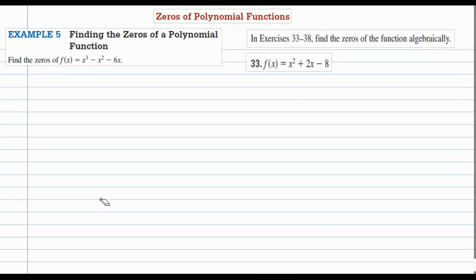This is the screencast for section 2.3, example 5. This is definitely going to be a review for you, finding zeros of a polynomial function, but better to review and make sure you've got this because you're going to need it.